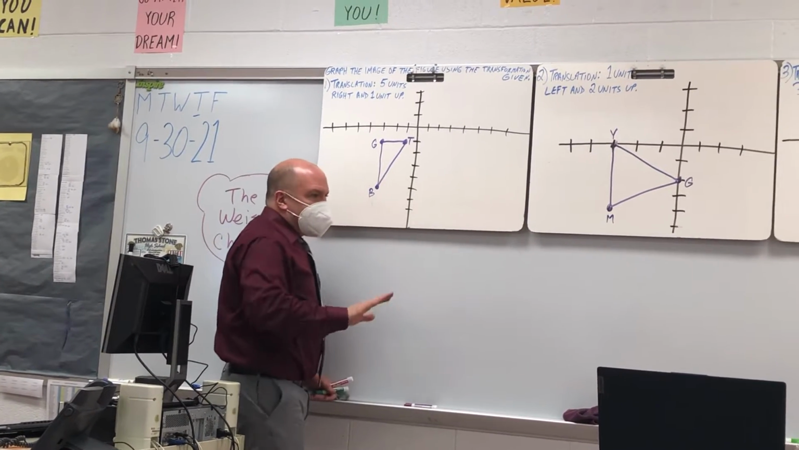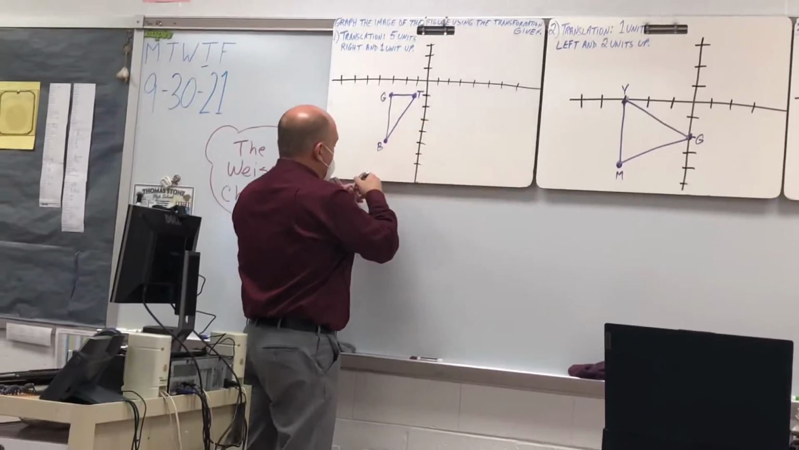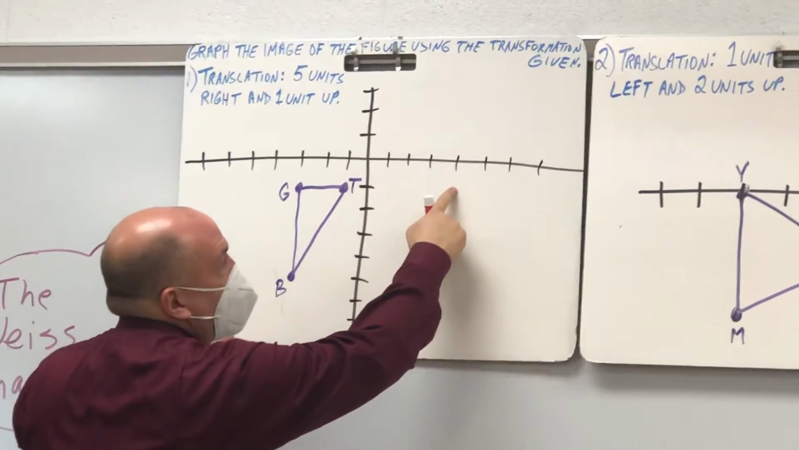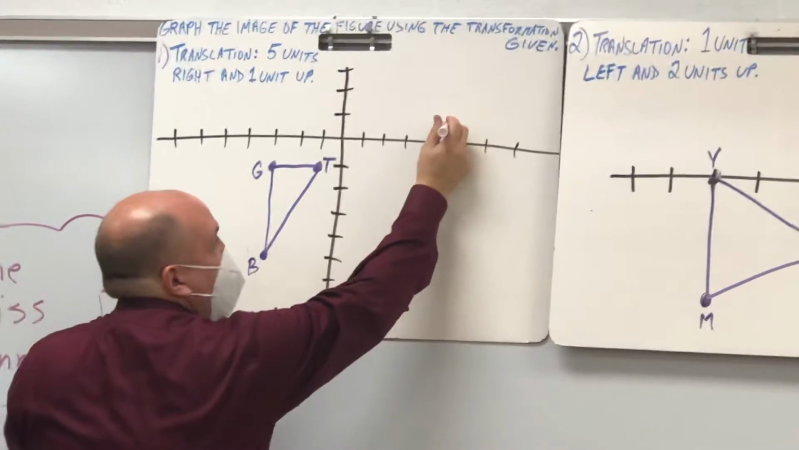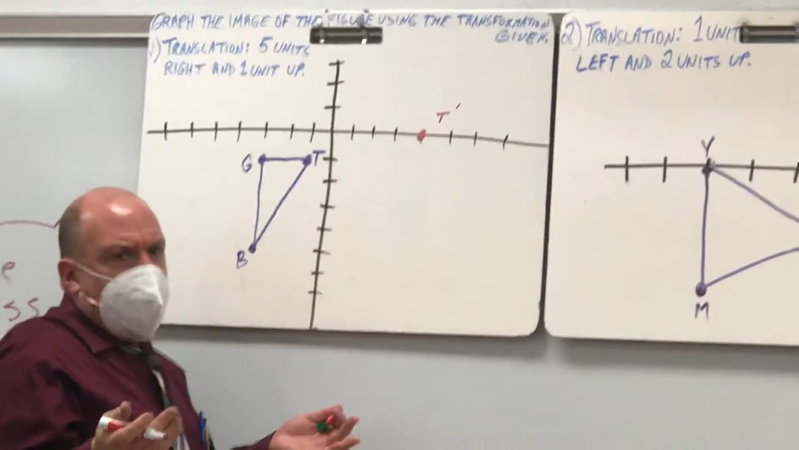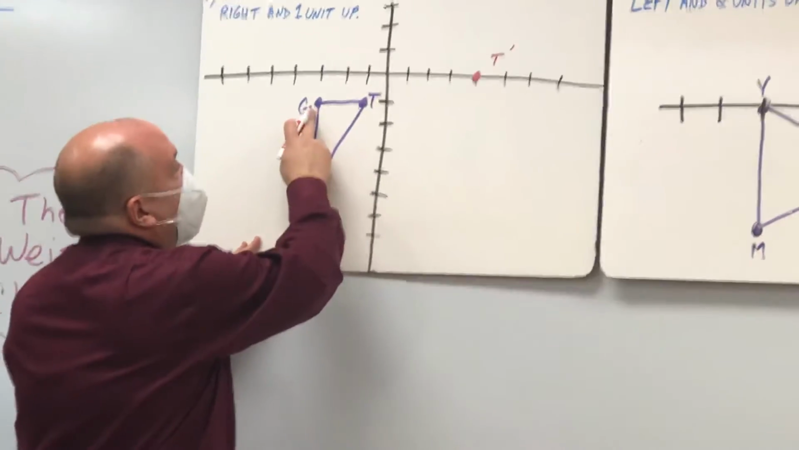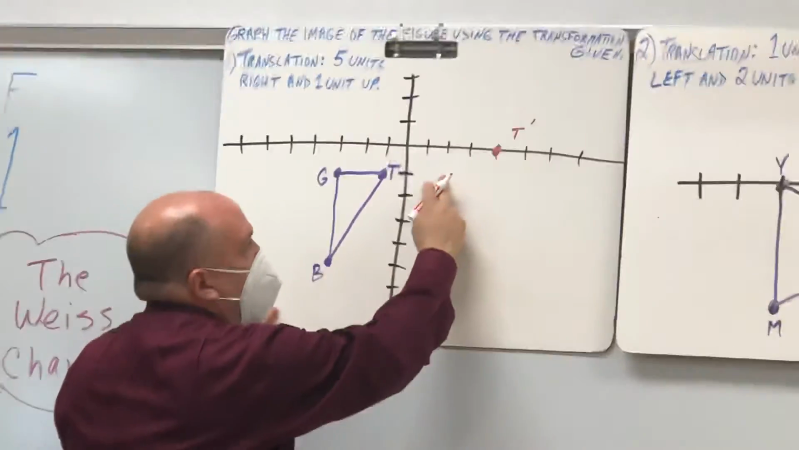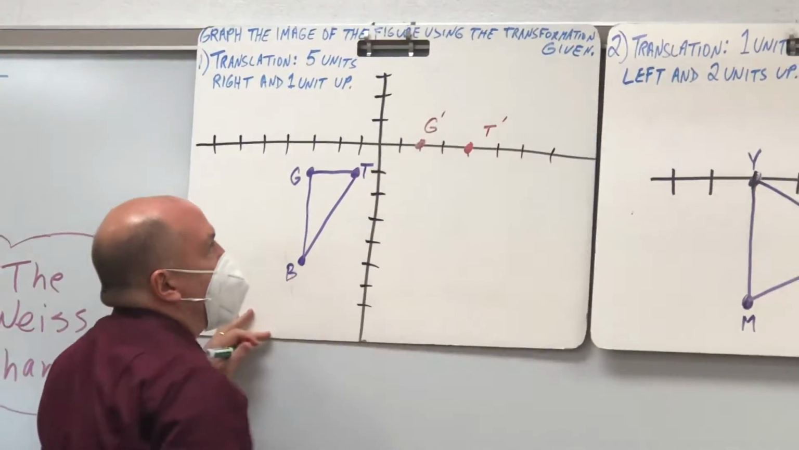All right, so here I go. I'm going to take T and go 1, 2, 3, 4, 5, and up 1. Boom. And I'm going to call that T prime. Why T prime? I don't know, but that's what you call it. I'm going to move G 5 units to the right, 1, 2, 3, 4, 5, and 1 unit up. Boom. And call that G prime.